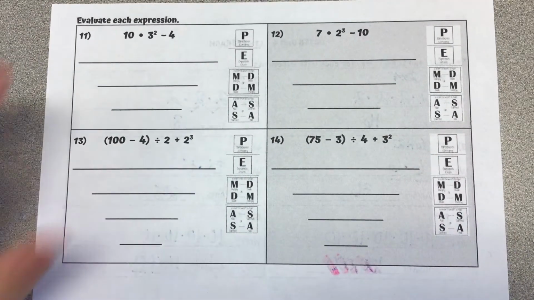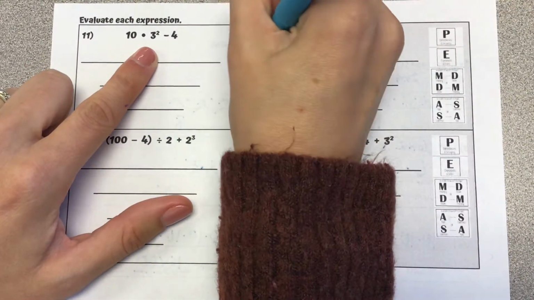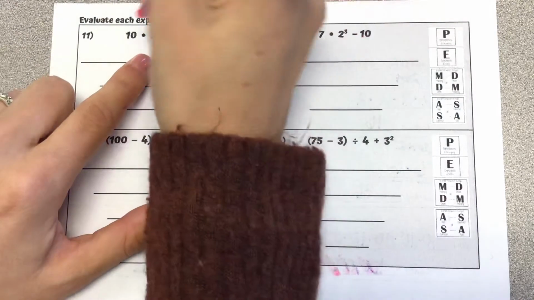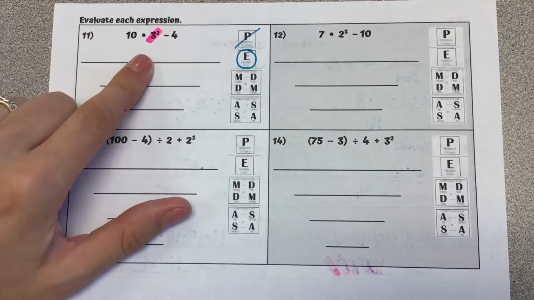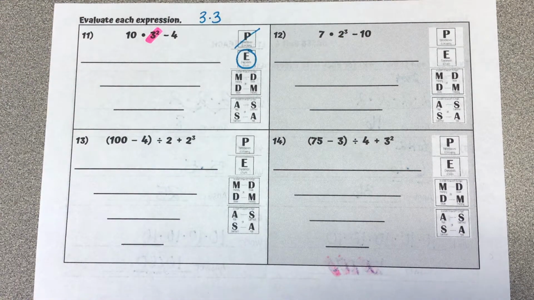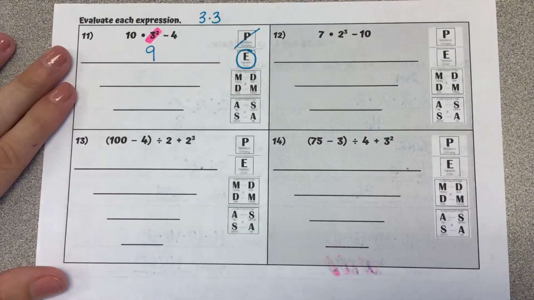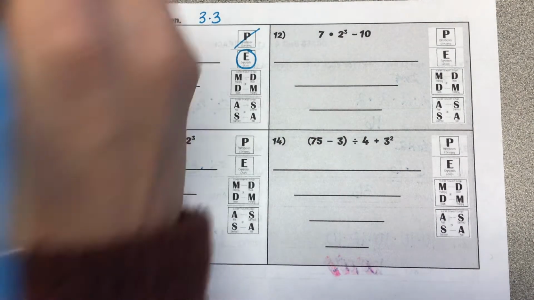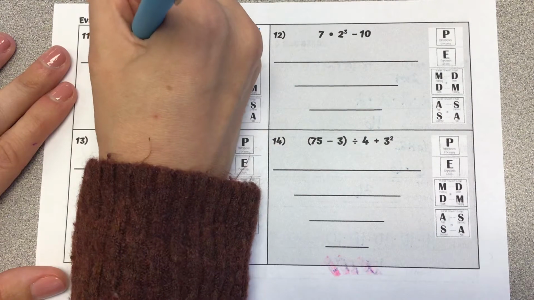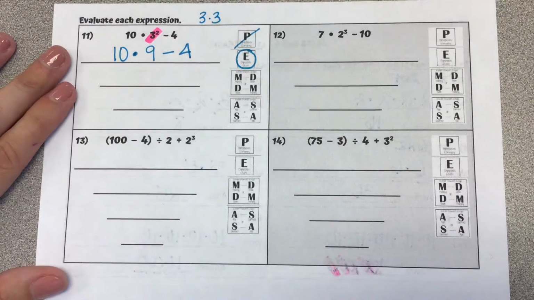Okay, this one, looking for parentheses. I don't see any. This time I do see exponents though. So the first thing that I am going to start with is my exponents. Remembering 3 to the second power means 3 times 3, not 3 times 2. 3 times 3 is 9. Then I'm bringing everything else down. My 10 and the multiplication sign, which is on the left. My minus 4, which is on the right.